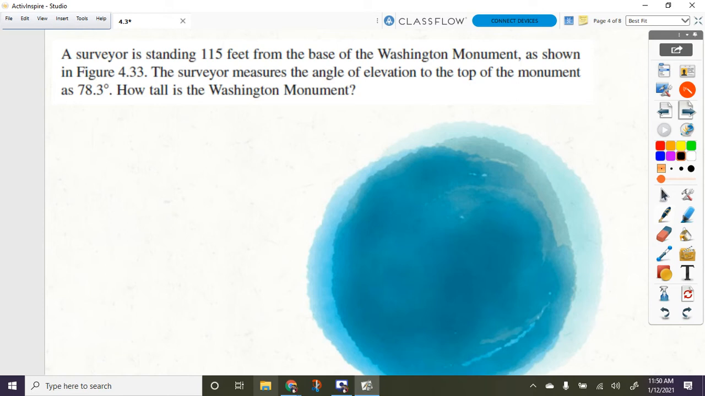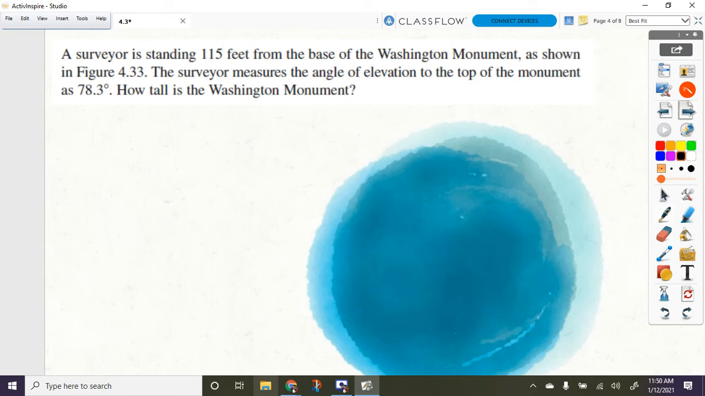So it says a surveyor is standing 115 feet from the base of the Washington Monument. We're actually going to draw our figure. The surveyor measures the angle of elevation to the top of the monument at 78.3 degrees. How tall is the Washington Monument?